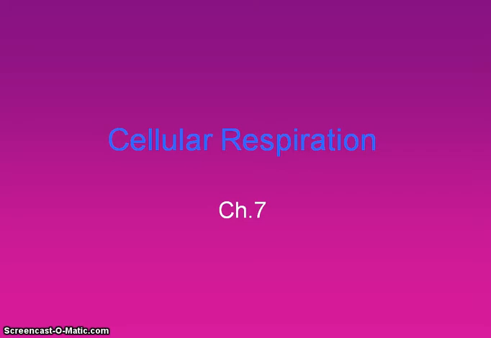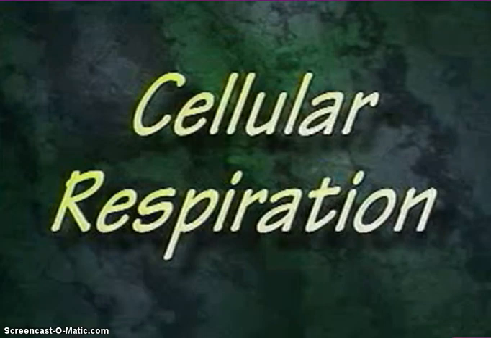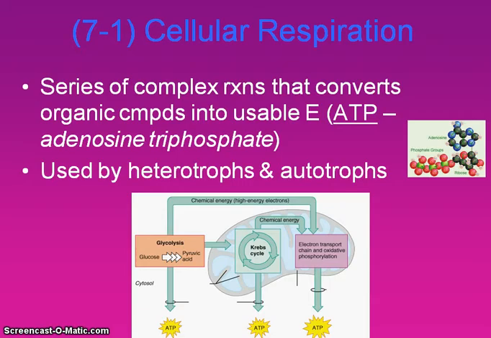Chapter 7 is on cellular respiration. Chapter 7, Section 1 says that cellular respiration is a series of complex reactions that is going to convert organic compounds into usable energy in the form of ATP, which, if you recall, is adenosine triphosphate.